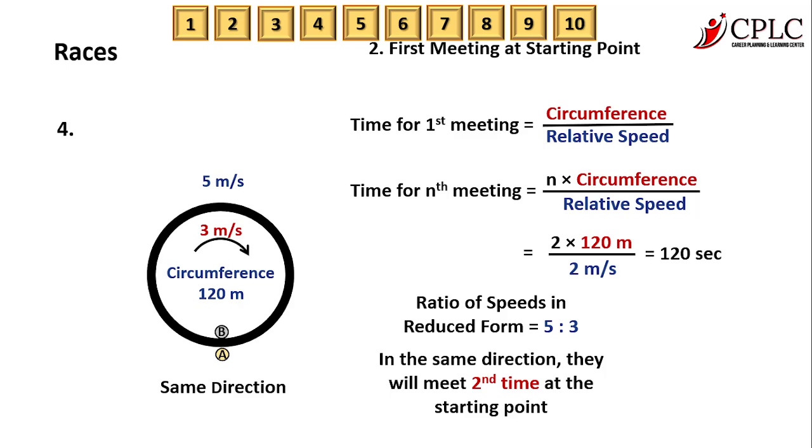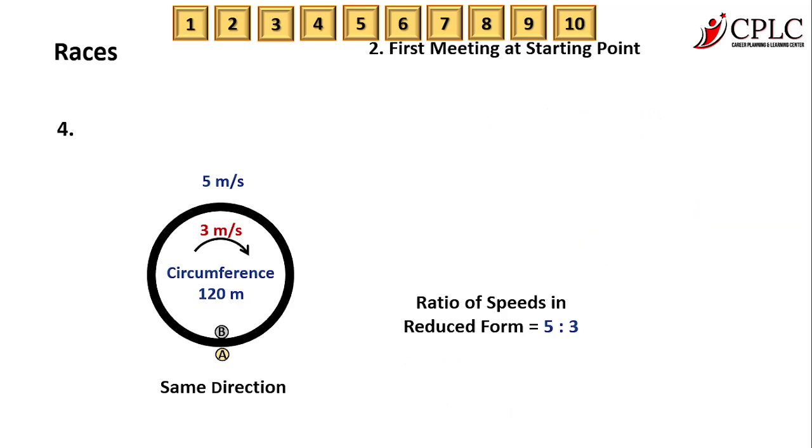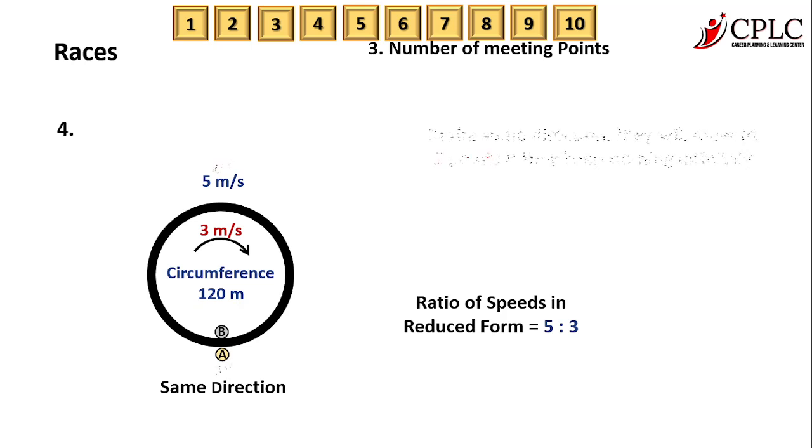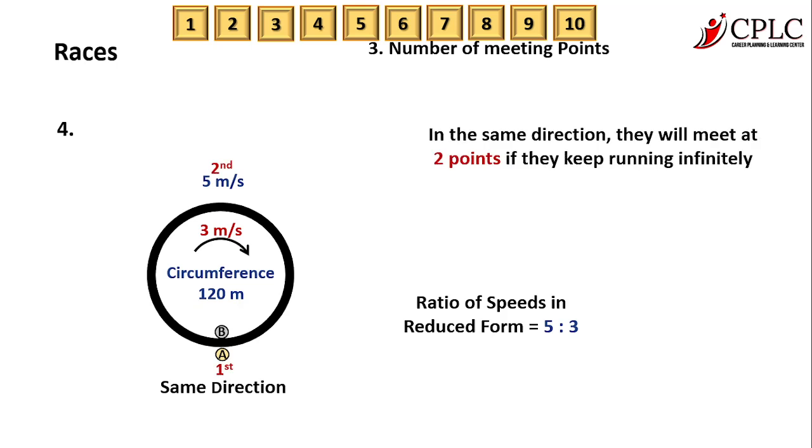Now, moving on, let's talk about the next question, which is very simple. We have already done that. How many points will they keep meeting each other? So obviously it is going to be the difference of the ratio of the speeds. Ratio of the speeds is 5 and 3. So they will meet in two different points, one at 6 o'clock, one at 12 o'clock. So the second meeting will happen at the starting point, basically.